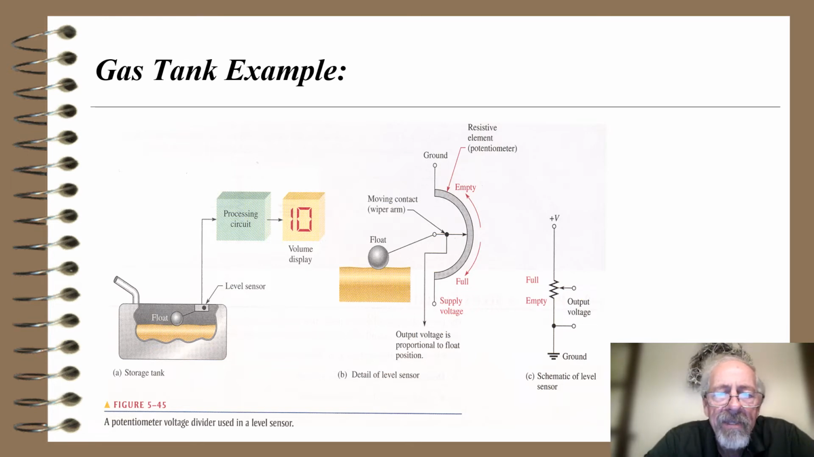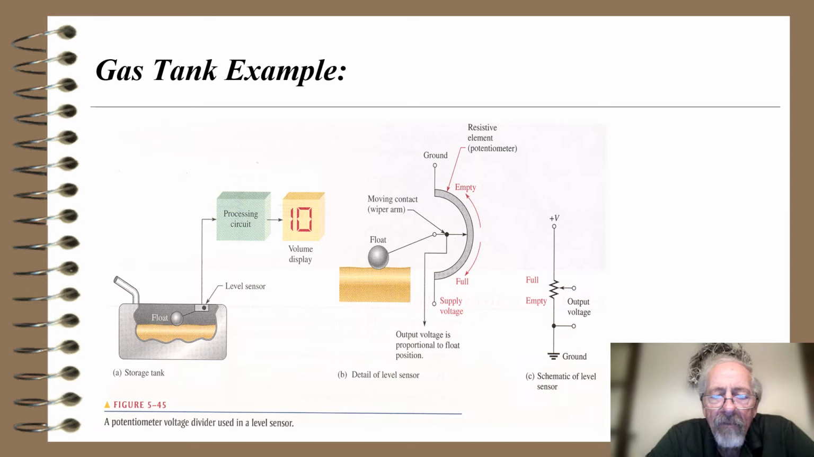Here's another example, practical, of a gas tank, and you might be surprised that indeed this is very often how gas tanks work in cars. There's a storage tank on the part A there, figure 5-45. Part A of that figure shows a float and a level sensor, a processing circuit, and then a volume display. Well, most of the cars today will have a meter or something that shows how much gas is left, or they might have a digital readout that says, oh, you got this many more miles before you are on empty.